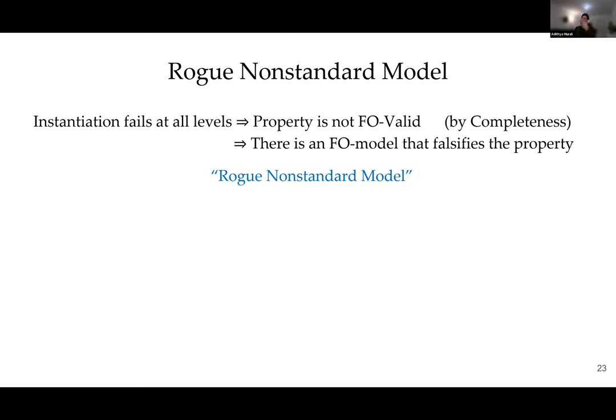The reason we're calling it a rogue non-standard model is that it's kind of like non-standard models that are known in literature, where they are alternate models, unintended models of the theory that you've designed. But those models typically satisfy the same property as the standard intended model that you have in your mind. However, that's not the case here. This is a rogue model because it pretends to satisfy the definition, but actually falsifies your property, right? So when you ask whether the property is true under the definition, it'll say the definition holds, but the property does not hold.